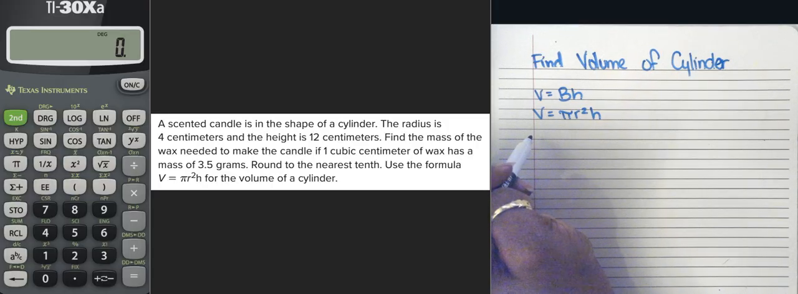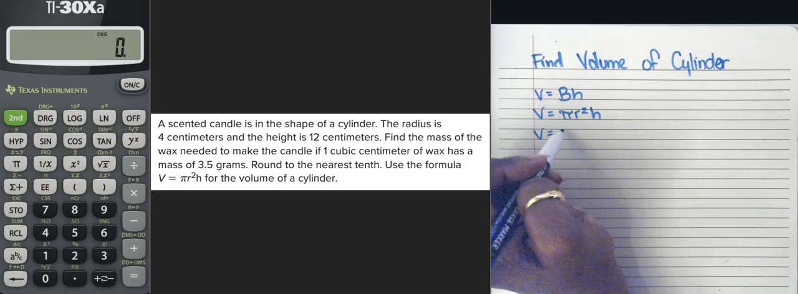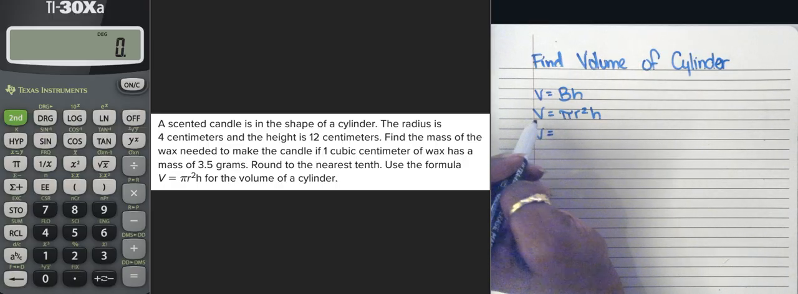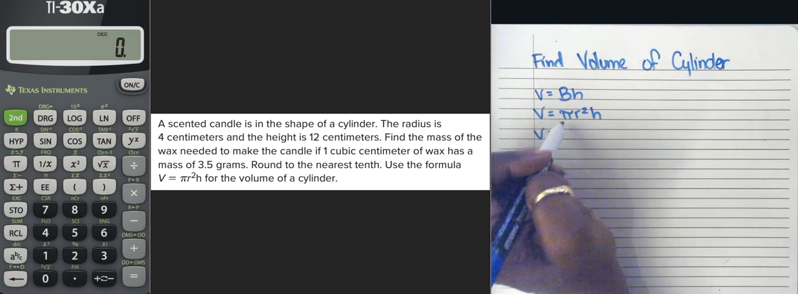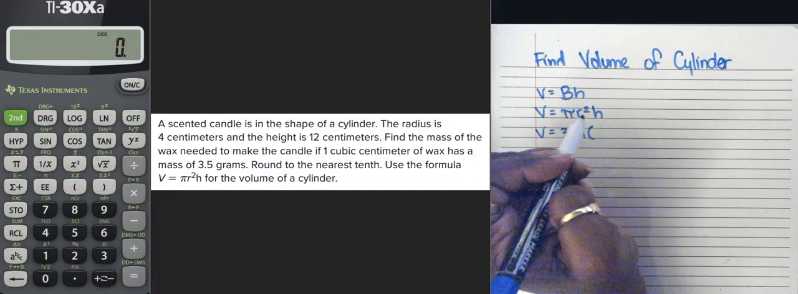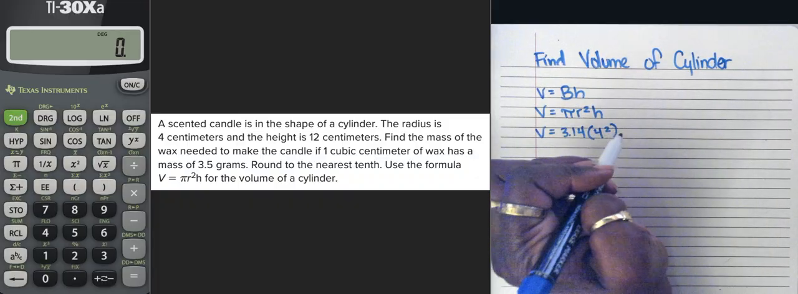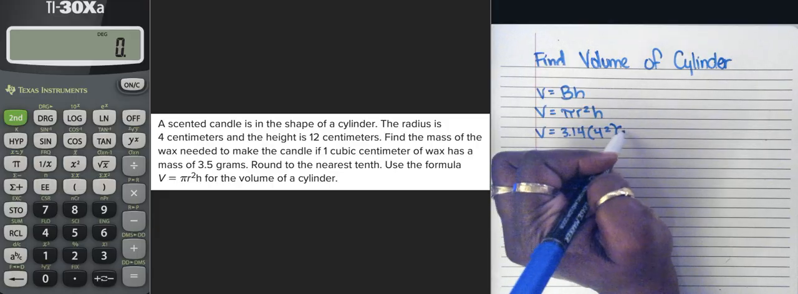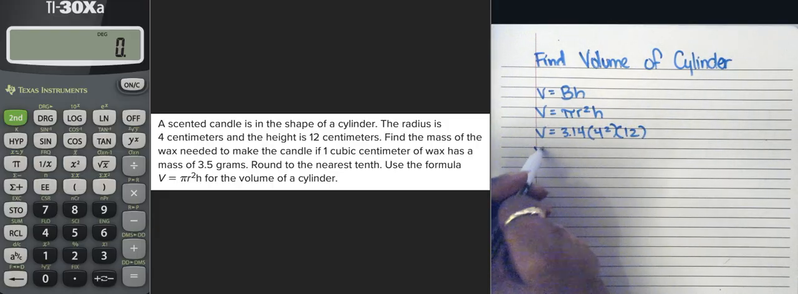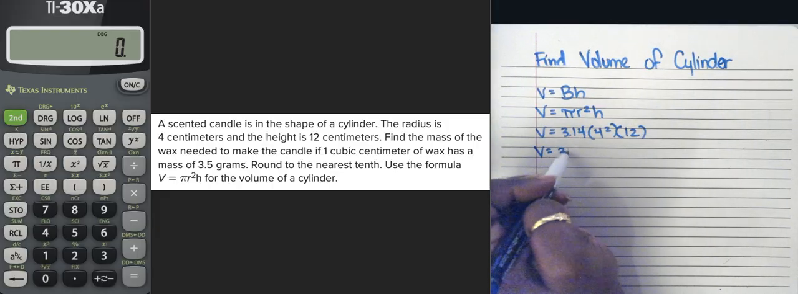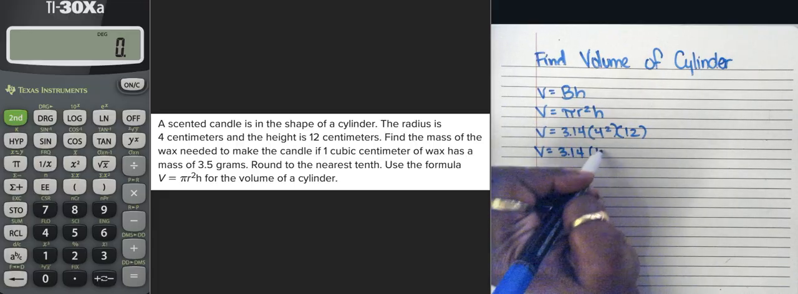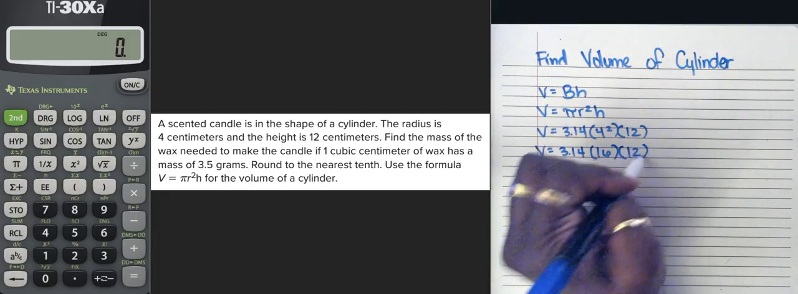And let's see what we've got. Okay, so we'll do volume is equal to pi. They don't give us one way or the other in terms of what they want us to say about that. So we're just going to convert that to 3.14. Our radius is going to be 4 centimeters. So that's 4 to the second power. And then our height is going to be 12 centimeters. So what we have is volume is equal to 3.14 times 16 times 12.